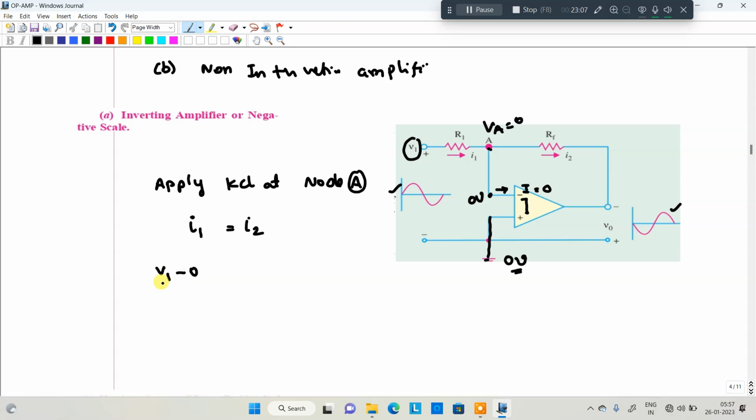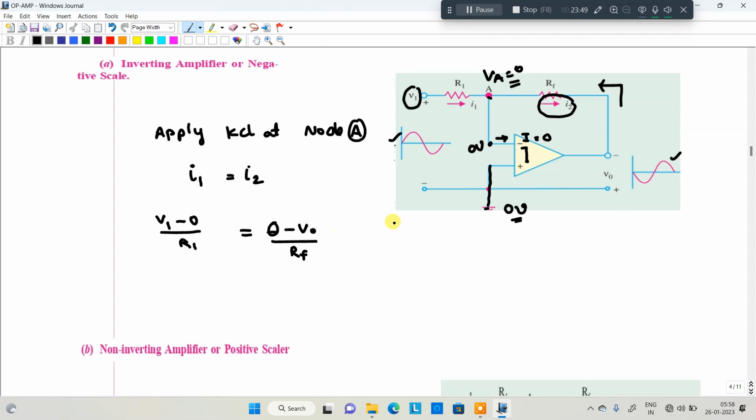So V1 minus 0 divided by R1 is equal to I2, with the current direction from 0 to V0. This is the current direction. But you know, current always flows from the highest potential to the lowest potential. Actually the current direction is this, because the output voltage is obviously more than 0 volt, yes or no? But our mentioned direction is from A to the output terminal. That's why I mentioned here 0 minus V0 divided by RF. Okay, everyone is clear about that?